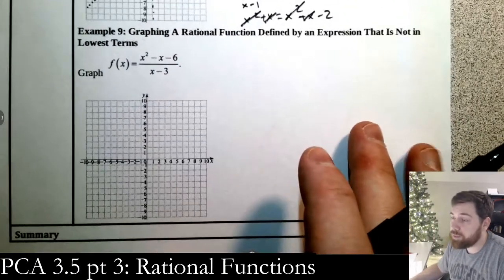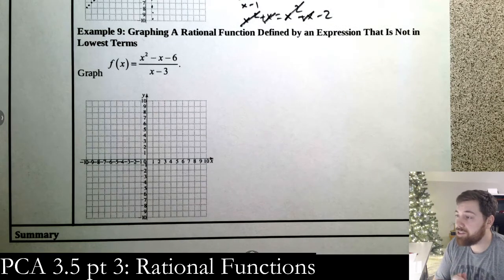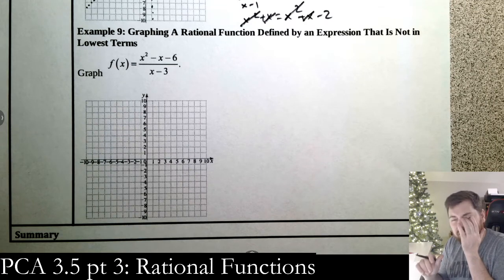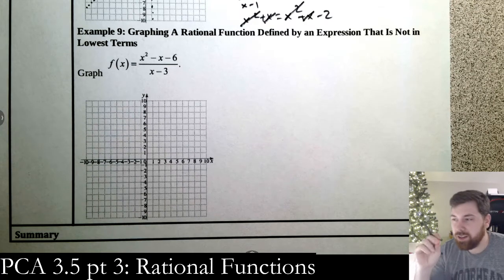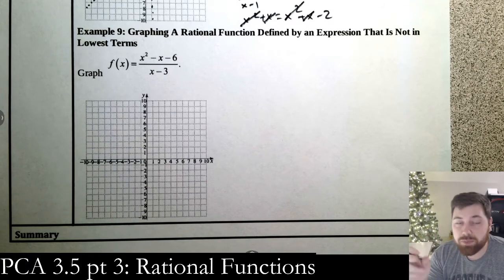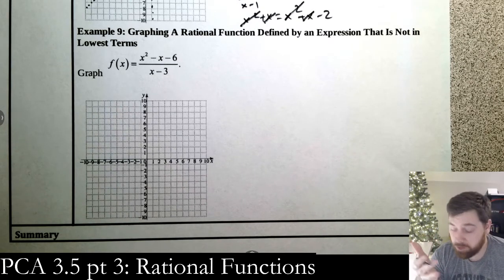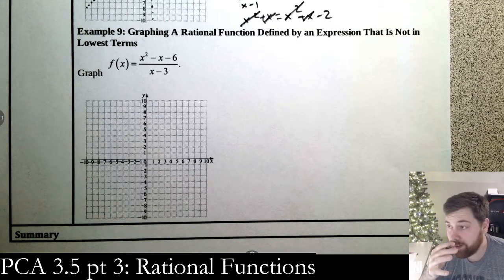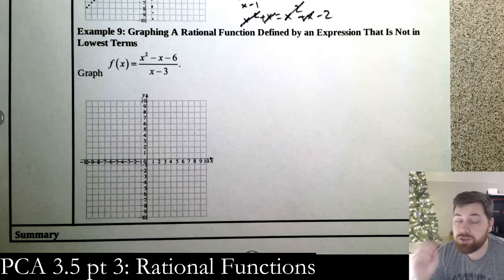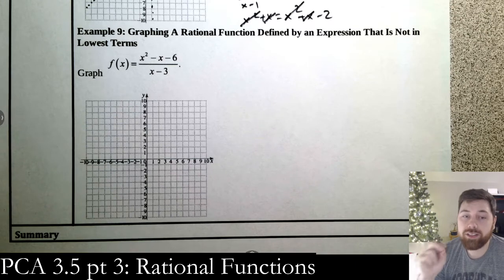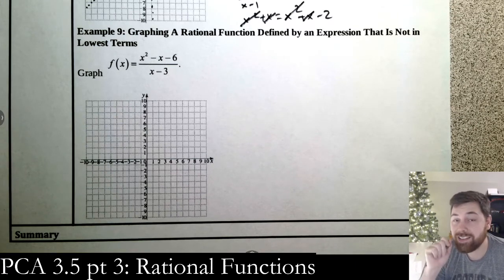Almost done with this chapter. Graphing a rational function defined by an expression that is not in lowest terms. So this one's going to just be really easy, right? So this is where it gets a little bit tricky, because if you just attack this like the previous one, then you actually get it wrong, because it's a line. Okay? And so what you need to make sure you do is you need to make sure that every single rational function is in lowest terms.